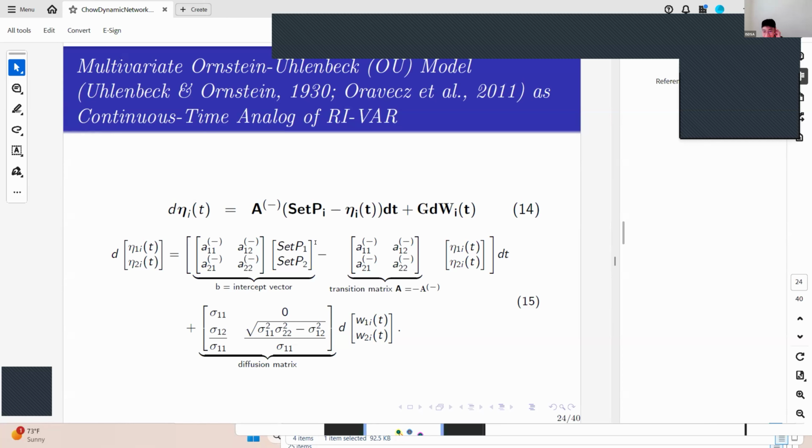Then the intercept in this case is a function of the set point and the negative of the drift matrix. And then the drift matrix, the transition matrix, is basically just minus of this one. Okay, I see. Okay, I appreciate it.